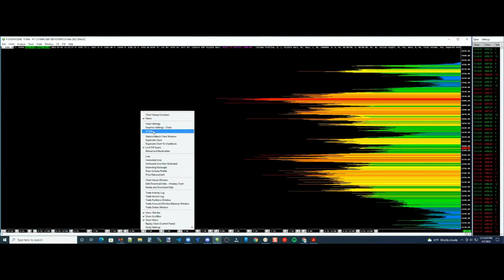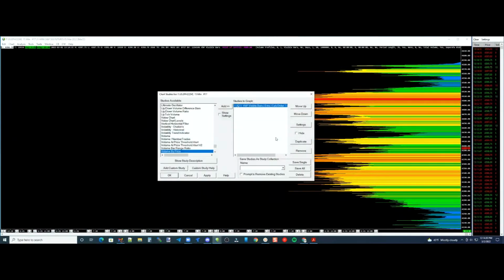Let me go ahead and bring in another volume by price. This one is the overall. And if you remember, I had all my sessions broken out as volume by price as well. That one's a little bit more involved, but nothing impossible.